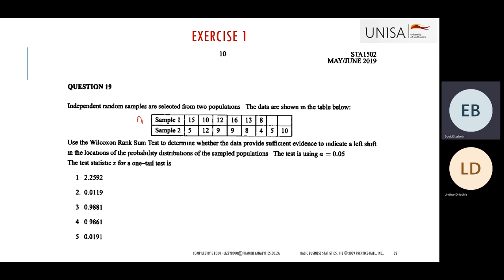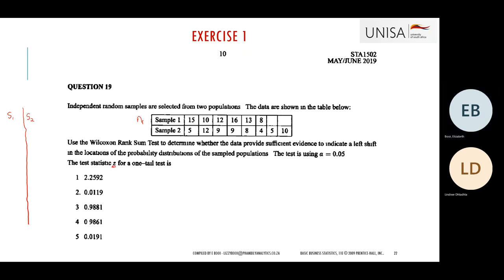The test is using alpha of 0,05, the test statistic Z. Here is the thing that you also need to pay attention to when you look at the question. It says the test statistic Z for a one-tailed test is. So the first thing that we need to do is to order the data that we have from lowest to highest and then rank them. So I'm going to do that. Our sample one and our sample two, and I'm just going to put a line in between so that we can have both of them.